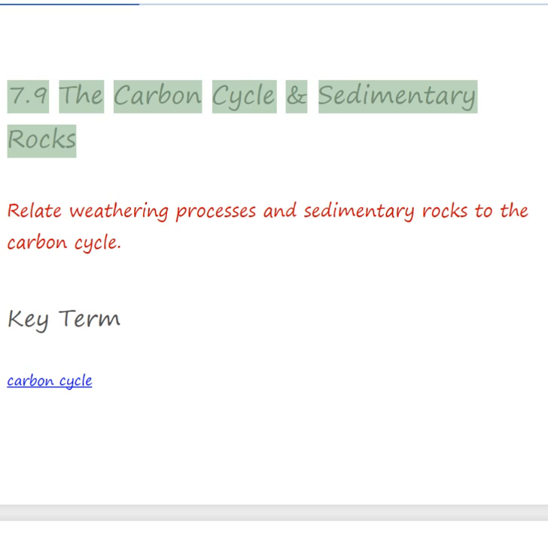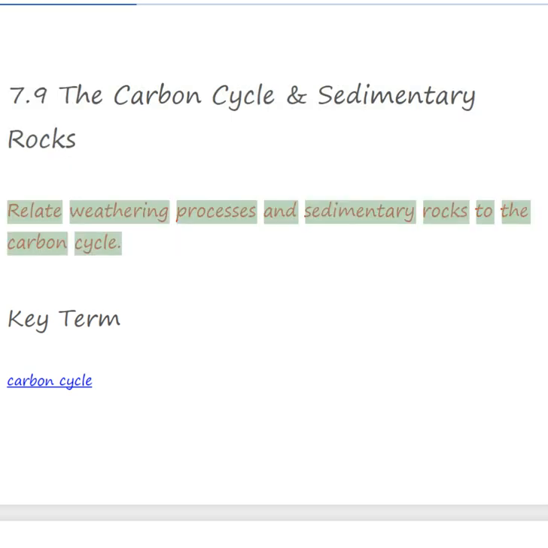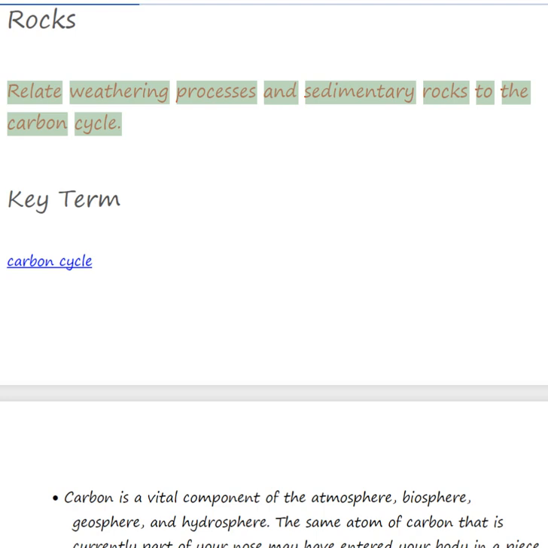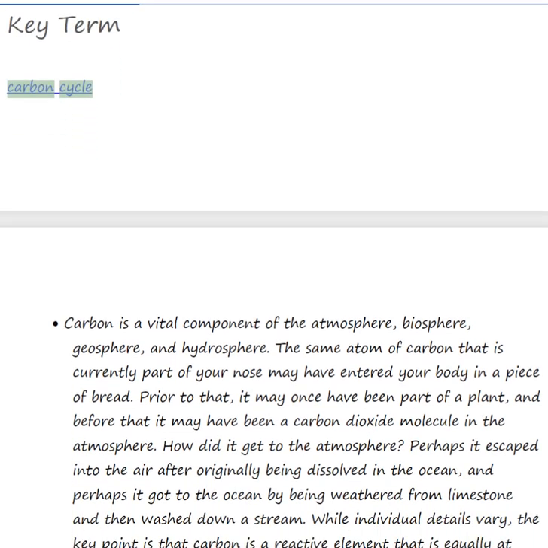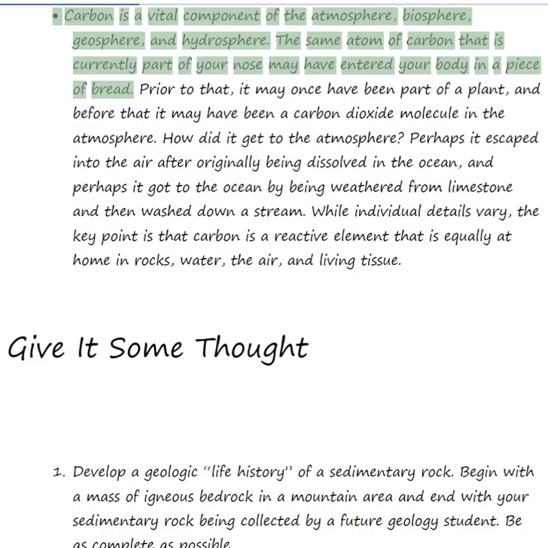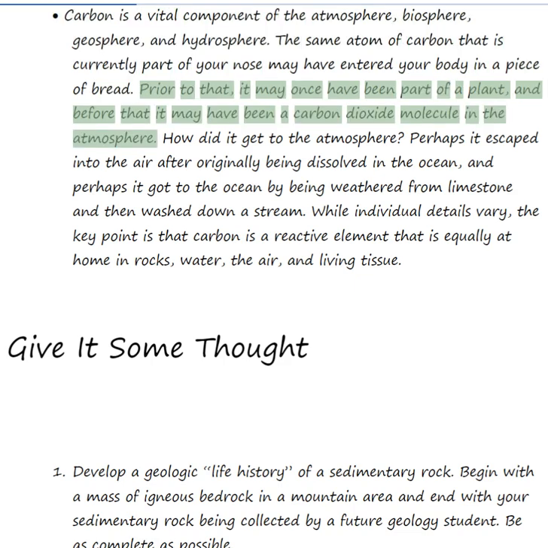7.9 The carbon cycle and sedimentary rocks. Relate weathering processes and sedimentary rocks to the carbon cycle. Key term: carbon cycle. Carbon is a vital component of the atmosphere, biosphere, geosphere, and hydrosphere. The same atom of carbon that is currently part of your nose may have entered your body in a piece of bread. Prior to that, it may once have been part of a plant, and before that it may have been a carbon dioxide molecule in the atmosphere.